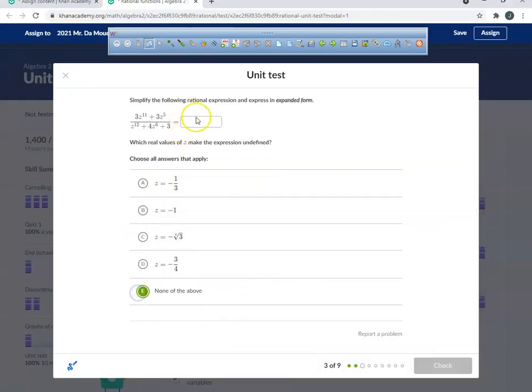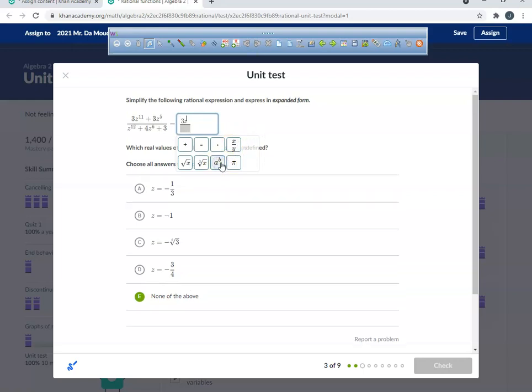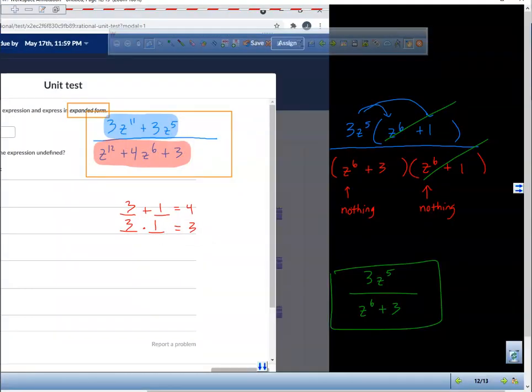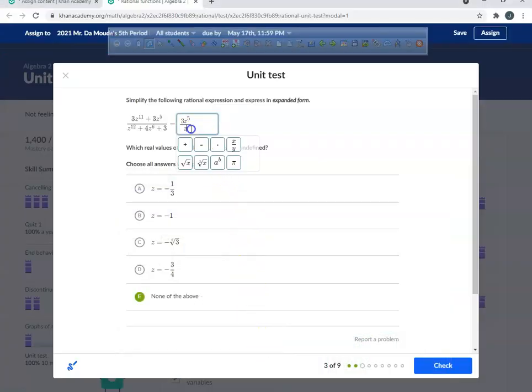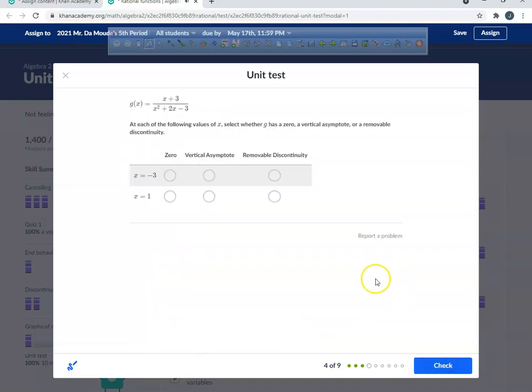So I'll put none, make a little fraction, put 3z to the power of 5 over, what was it again? z to the power of 6 plus 3. All right, so z to the power of 6 plus 3. Did I type it in right? z to the power of 6 plus 3? I hope so. Good thing I did.